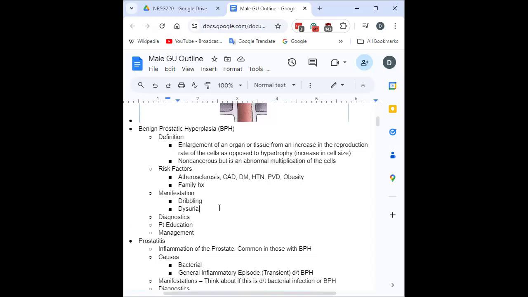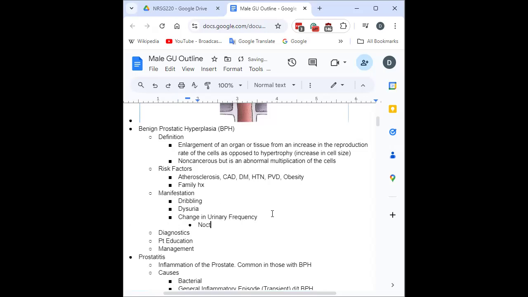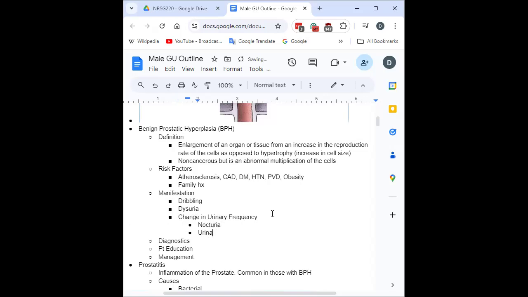But a lot of the time, people with BPH are going to have urinary retention. So I would say it's kind of like a change in urinary frequency. Yeah, it depends on the condition. Let's see what you guys said. Nocturia, yeah. So again, change in urinary frequency, so that can come with nocturia. It can come with urinary retention.